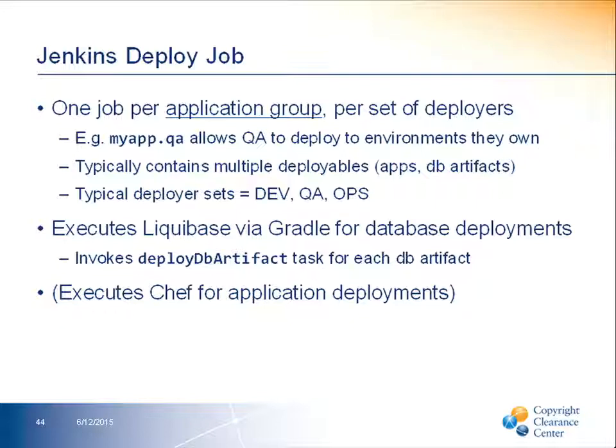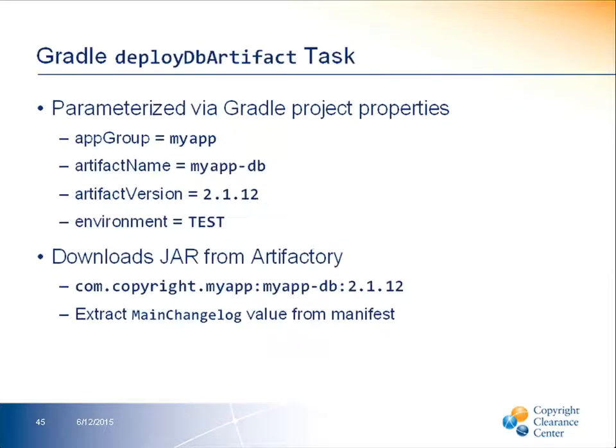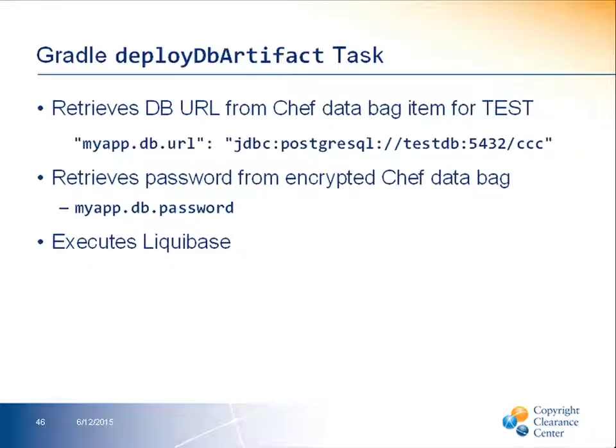And yeah, so we created the Gradle task called deployDbArtifact, and it was parameterized with the appropriate information it needed to go build up that dependency selector string, copyright myappdb 2.1.12, so that it could reach out to Artifactory and grab that jar file, look inside, get that main change log that's our entry point, get the database URL from the data bag for the test environment, and get the encrypted password from the Chef data bag, and run it.